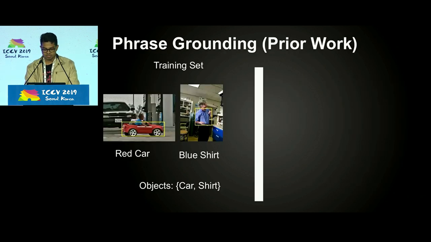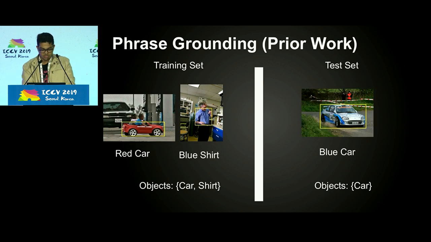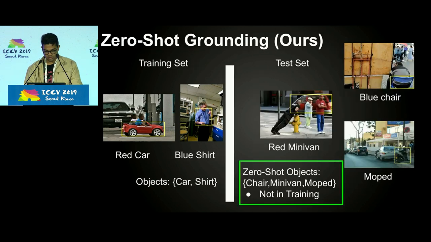An implicit assumption in phrase grounding is that the queried object is encountered in the training set. For instance, if our training set only includes two phrases like red car and blue shirt, a typical test case would be a blue car. As an extension, we introduce zero-shot grounding to also include objects not seen during training. So examples like blue chair, red minivan, or a moped are also included in the test set.